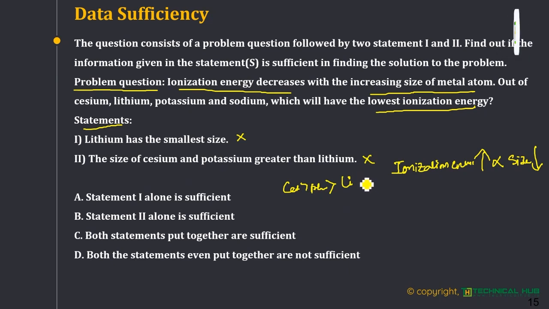Now both statements are combined. Can you find the answer? Lithium is the smallest and the remaining two are greater than lithium. Combining the two statements, you can't find the biggest size of the atom. So simply, both statements even put together are not sufficient. Option D is the correct answer.